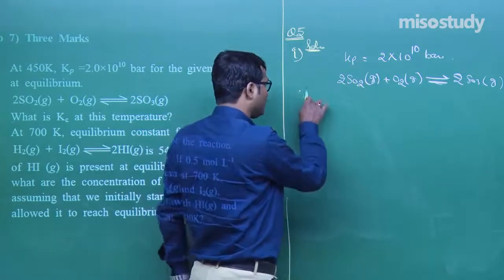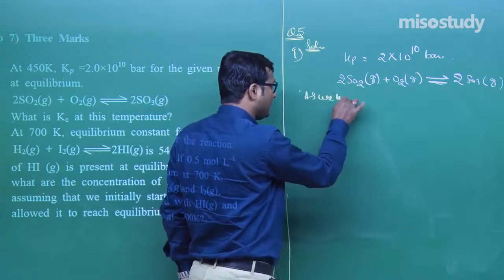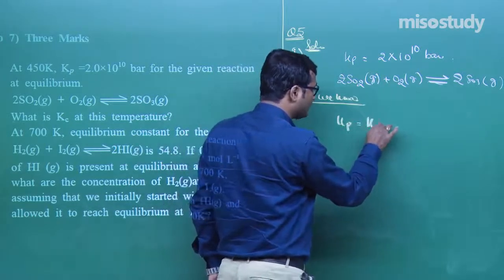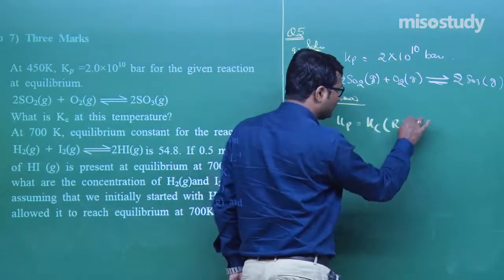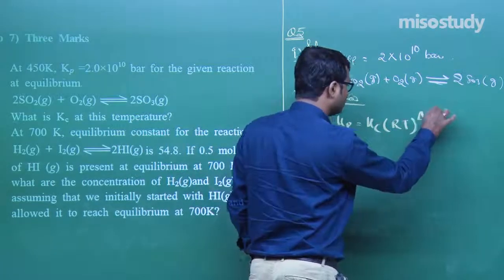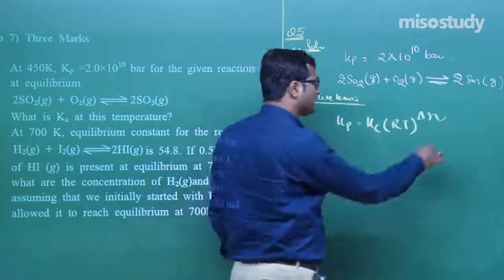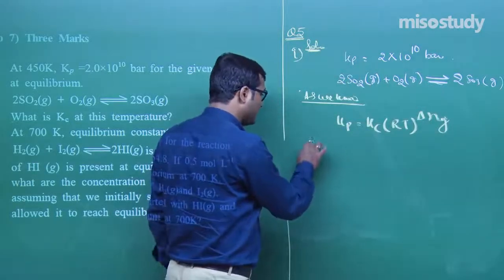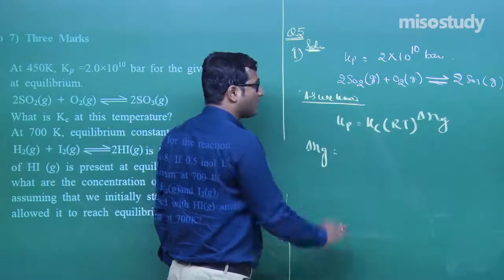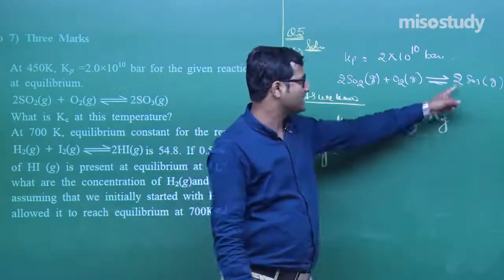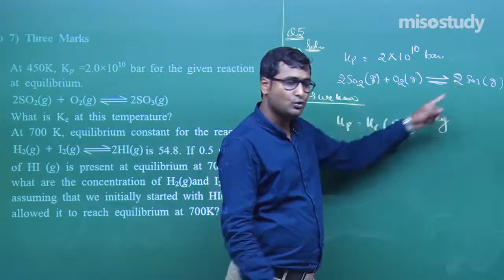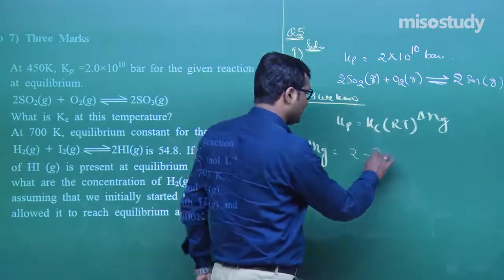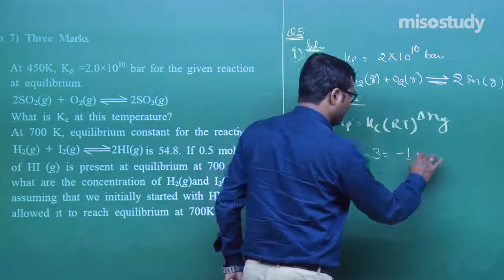As we know, it's very simple. Listen. As we know, Kp is equal to Kc RT to the power delta n. Yes, delta n, that is delta Ng. Remember? Now what is delta Ng, my friend? Number of moles of gaseous product, 2, minus moles of gaseous reactant, 2 plus 1, 3. That is minus 1. Am I right?